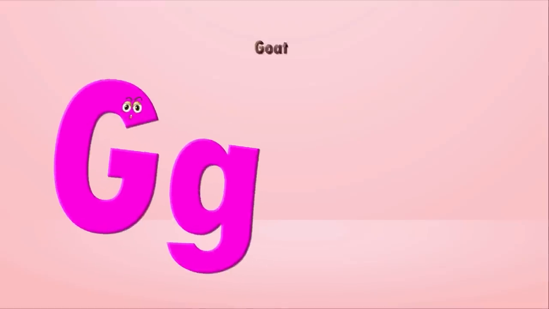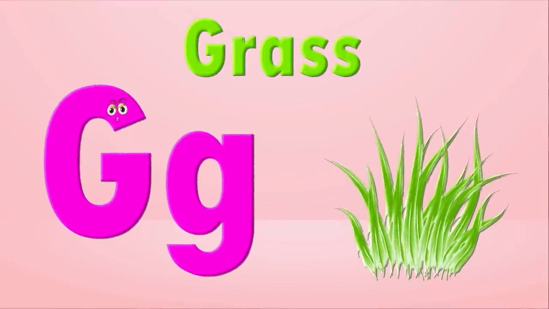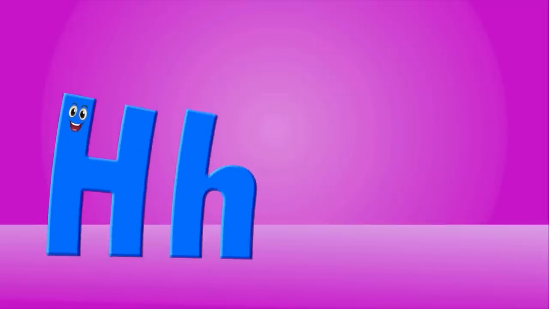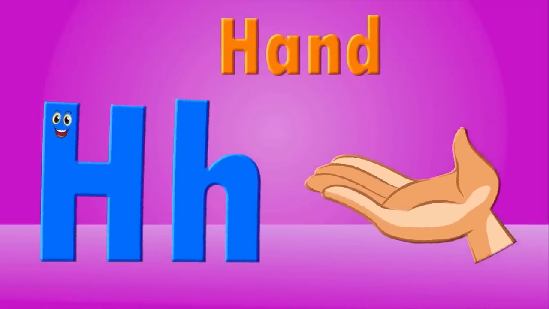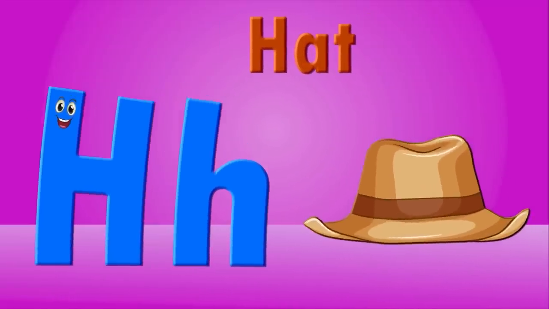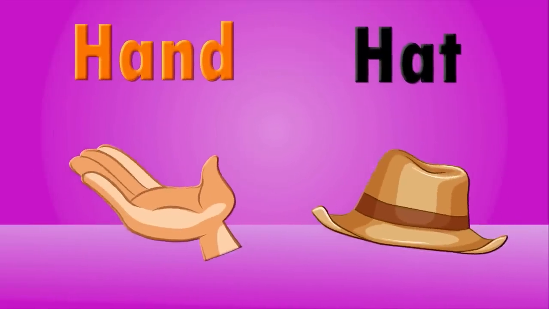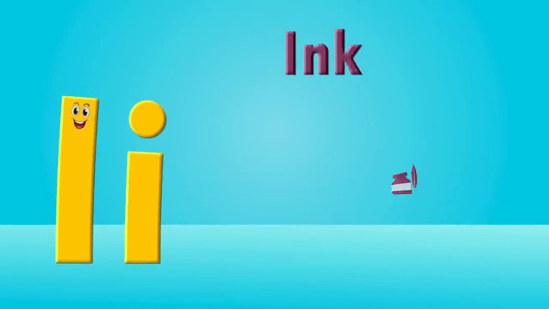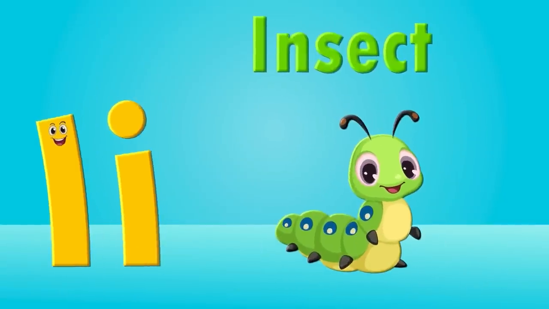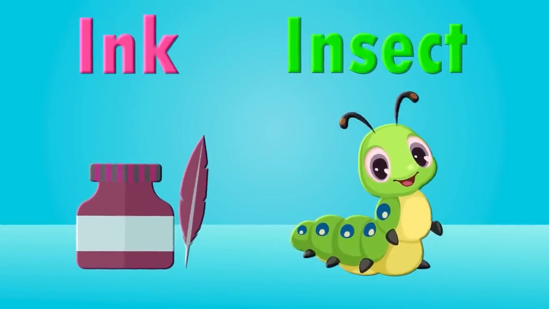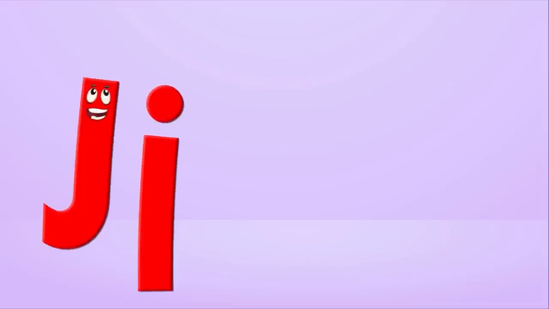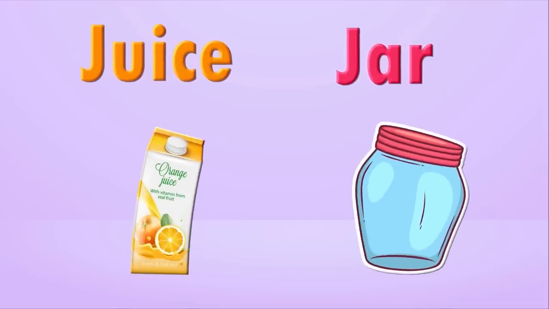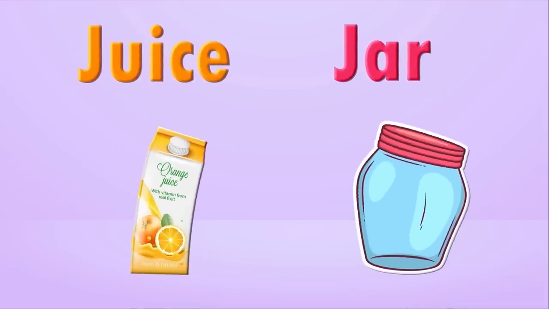G for goat and G for grass. H for hand, H for hat. I for ink and I for insect. J for juice, J for jar.